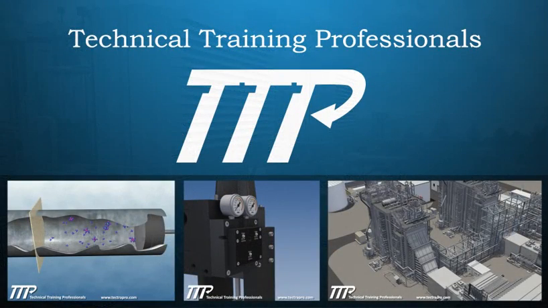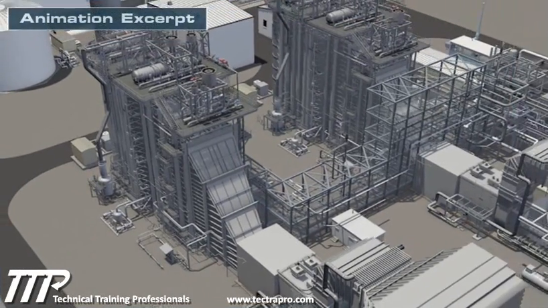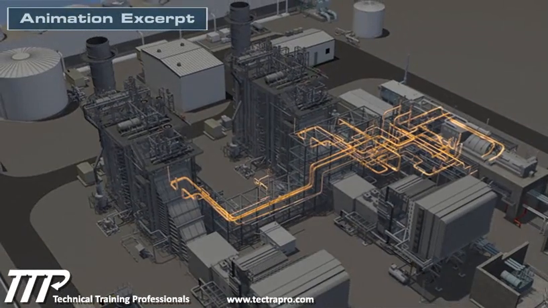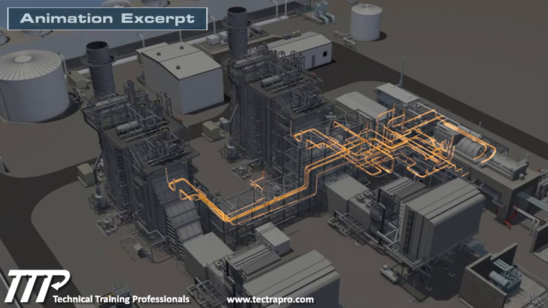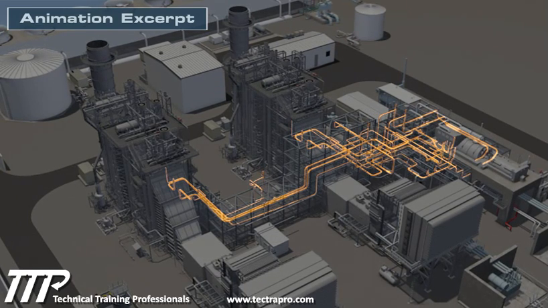TTP specializes in visual presentation of technical information, whether explaining an entire power plant layout. The steam turbine receives the steam from the heat recovery steam generators to produce power, which increases the overall efficiency of the facility.